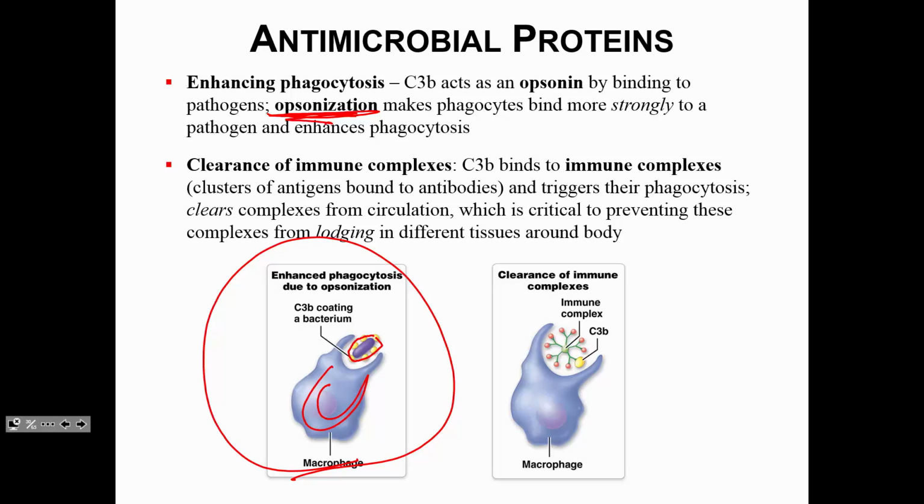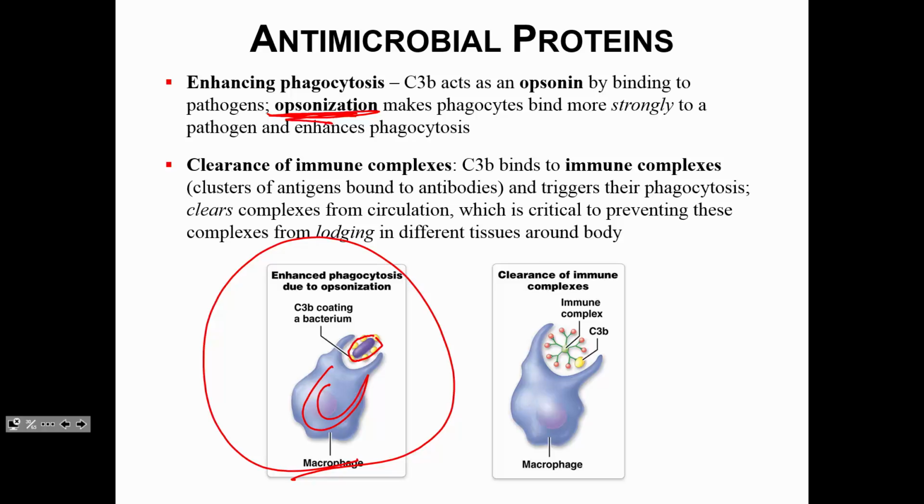Okay, and then the last one is to clear immune complexes. C3 binds to immune complexes. These are basically clusters of antigens and antibodies. You know, they make those clump, and it triggers phagocytosis. We need to clear these complexes from circulation, which is critical to prevent them from getting lodged in different tissues, because that can cause a blockage and that can cause more problems.